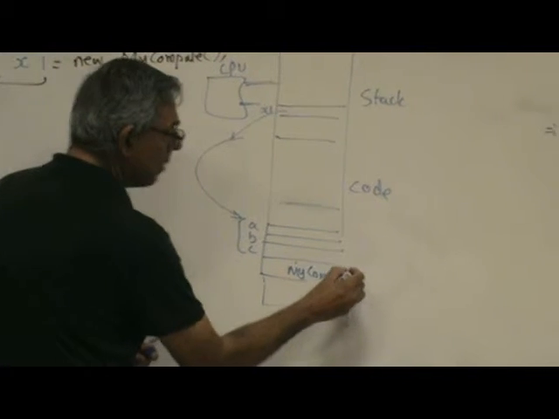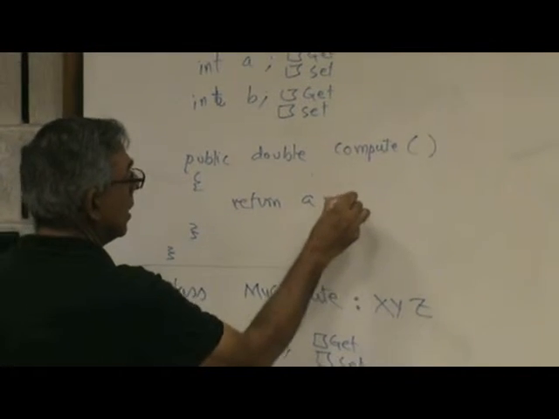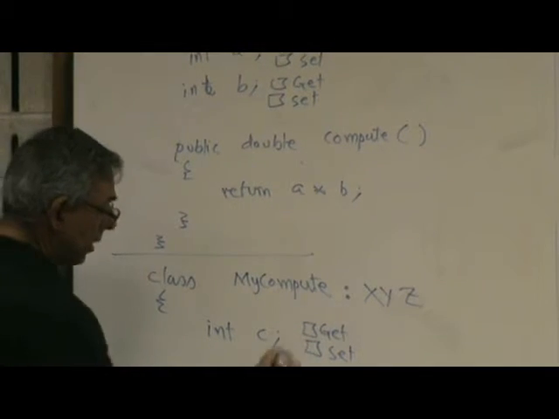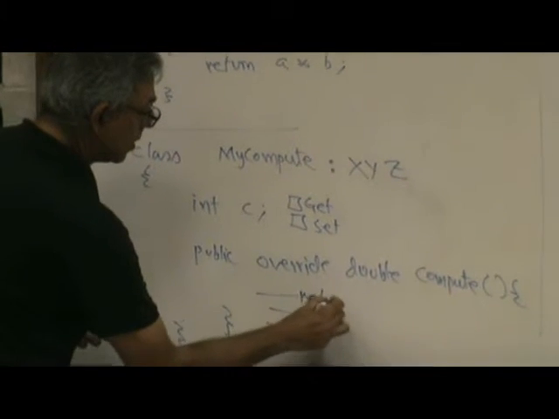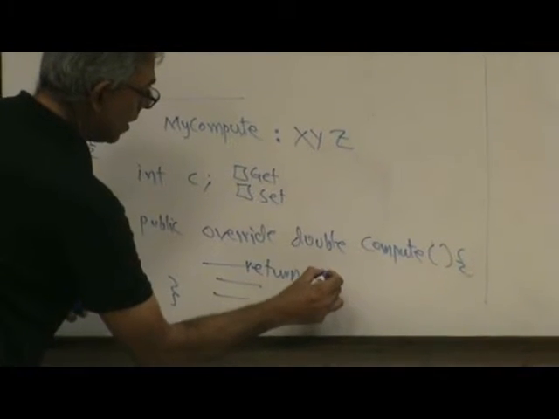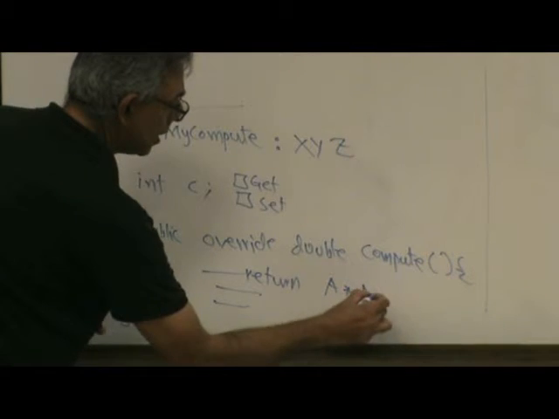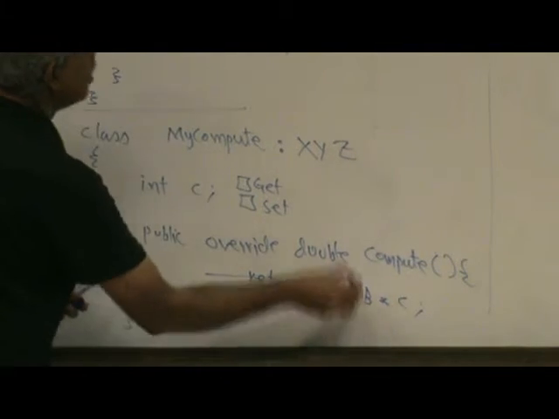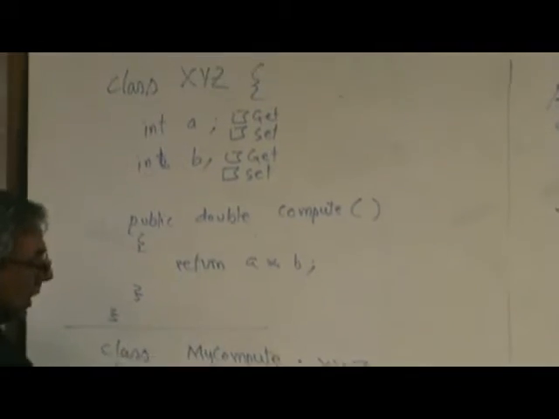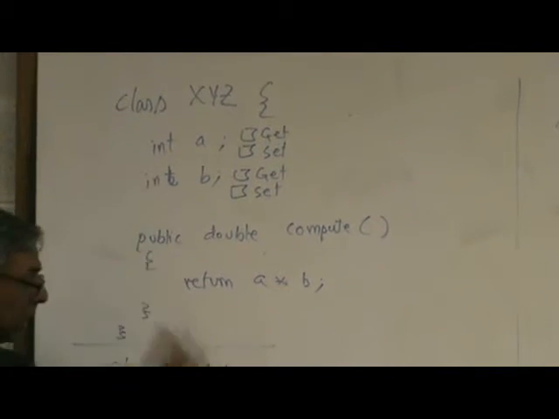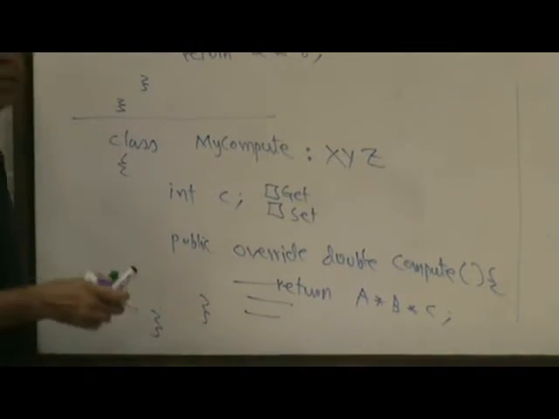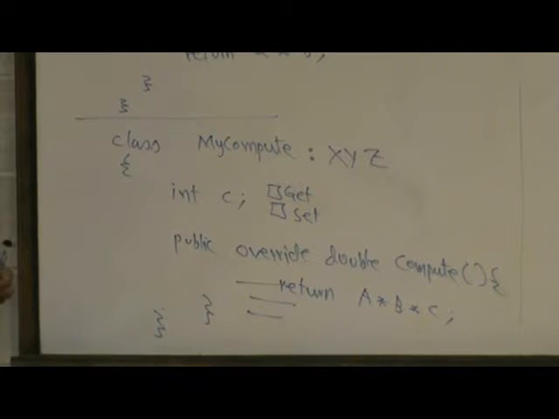Let's say we were doing something simple in XYZ. We were saying return A times B. Here we were doing return A times B times C. Pretend the public property was called A, and suppose I did not mark it protected, so the only way I can access it here is through the public property, right?